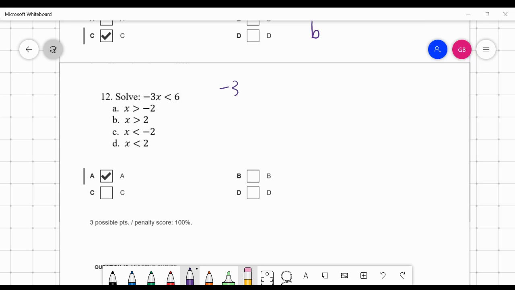Okay, number 12, -3x is less than 6. I'm going to divide both sides by -3. Remember, when you divide by the negative, you need to switch the inequality. So x is greater than -2.